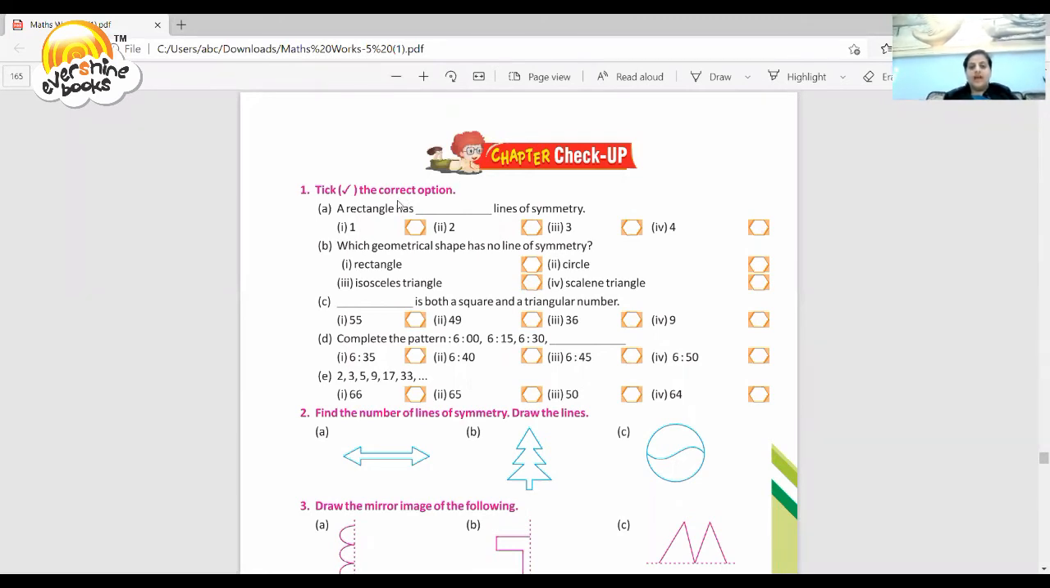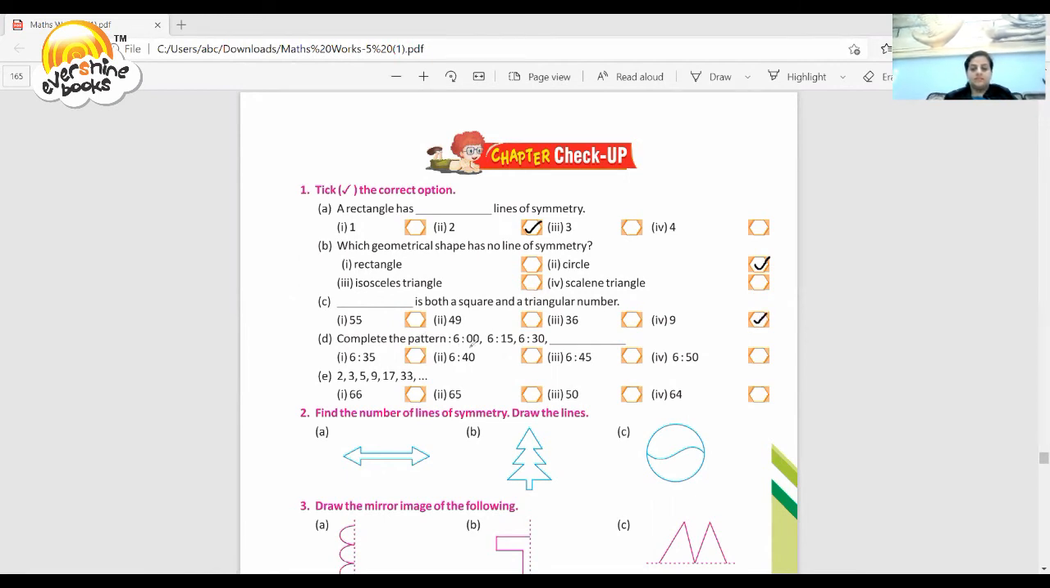In that, how many lines of symmetry does a rectangle have? It can be 2. Which symmetrical shape has no line of symmetry? Rectangle has, isosceles triangle has, circle doesn't have. Okay. Is there a number that is both a square and a triangle number? Square can be like this and triangle can also be like this. So it can be 9.